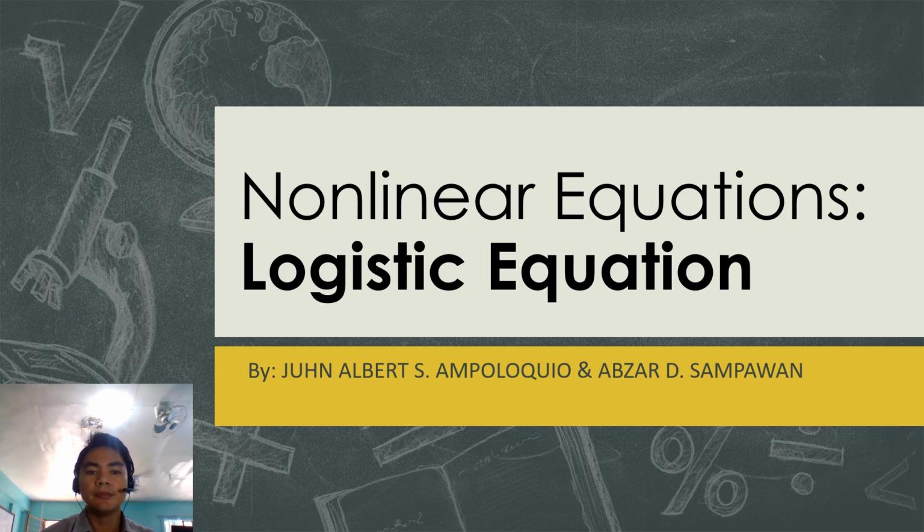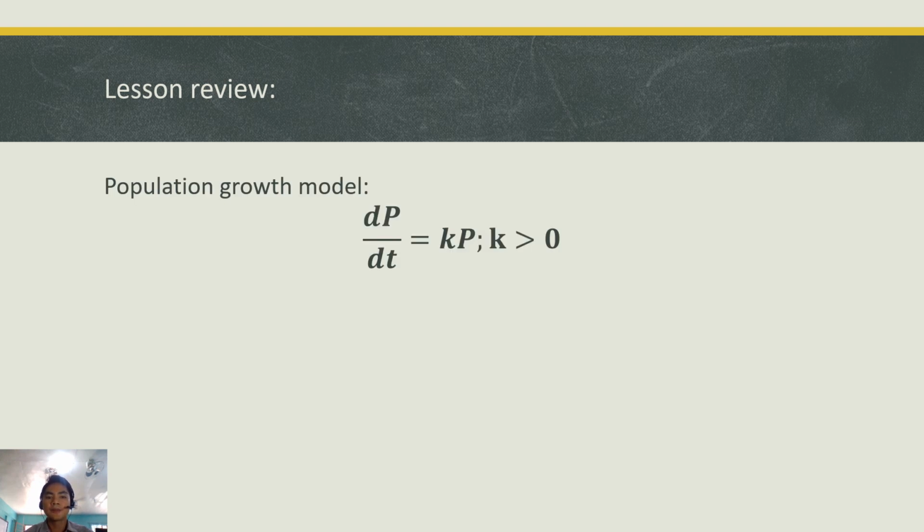For today's lesson, we'll be talking about the logistic equation. But before we dig into our main concern in this lesson, let us review first the population growth model, wherein the rate of change of the population with respect to time is proportional to the current value of the population, with k as the constant of proportionality, which is positive because k should be greater than 0.